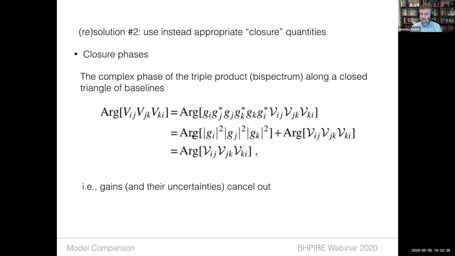This whole first term goes away. And therefore, the argument of the bispectrum, the closure phase that you measure, is identical to the true argument of the bispectrum, and all the gains have canceled away. So this not only cancels away the gains, but also cancels away the uncertainties. We do not have to model gains. We do not have to quantify their uncertainties. We clearly lost some information, although the degree of information you lose actually reduces the more baselines that you have. But this is the way that we have, because there's nothing better that we can do about it.